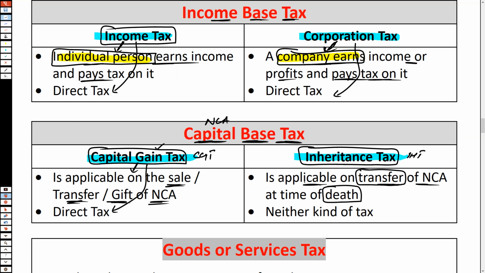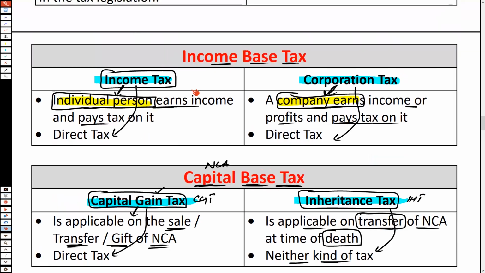inheritance tax is applicable, and IHT is neither kind of tax. It's not a direct tax. It's not an indirect tax. It's neither kind of tax. Why is it neither kind of tax? Why is inheritance tax neither kind of tax? Because it is not applicable due to the earned income.